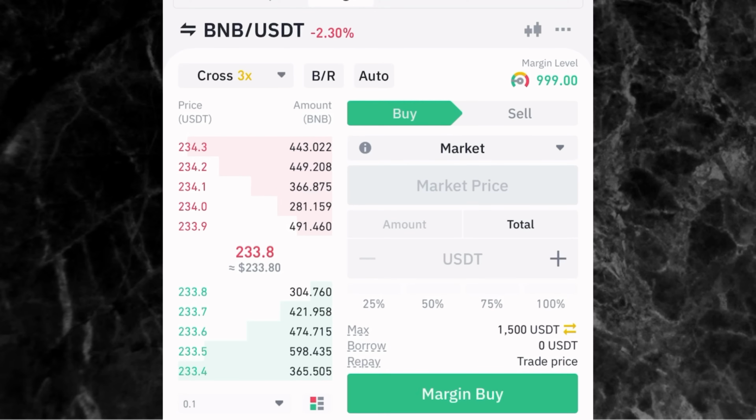Don't forget, 3 times 500 is 1,500 USDT. So that's why you have this. But only $500 is your money. You're only borrowing the remaining 1,000 from Binance. So take note of that. So after you've transferred your funds to your wallet, the next thing is to borrow funds.